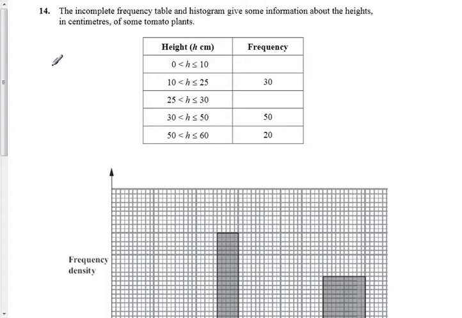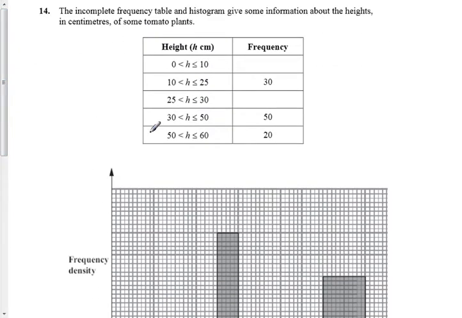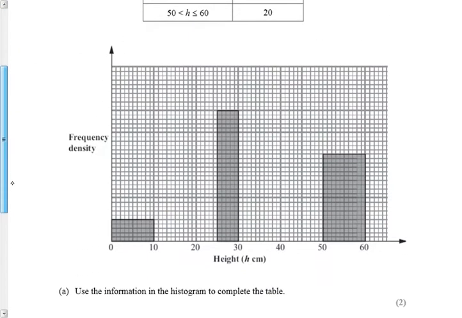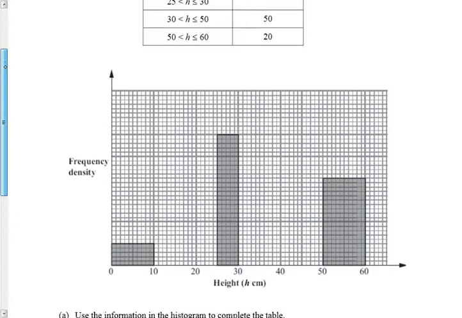Okay, we've got a classic histogram question, last question on the paper. It's an A star topic. It's a classic one where we've got a table partly filled in, we've got a graph partly drawn, and we've got to use each of the other bits to fill in the other. So we'll use the table to fill in the histogram and the histogram to fill in the table.